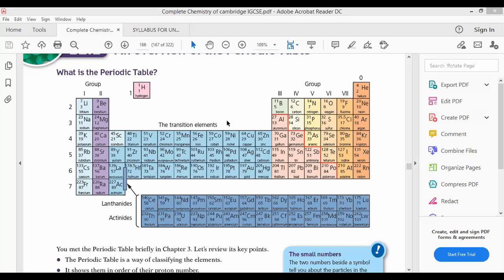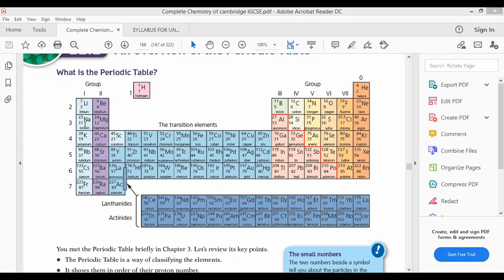So if I ask how many protons in sodium, what is your answer? 11. What is the atomic number of sodium? 11. How many electrons in sodium? 11. Understand? I am going to use these three names: atomic number, number of proton, number of electron.